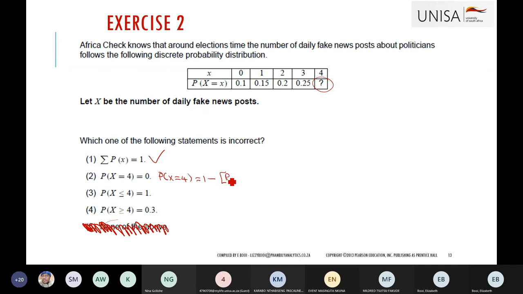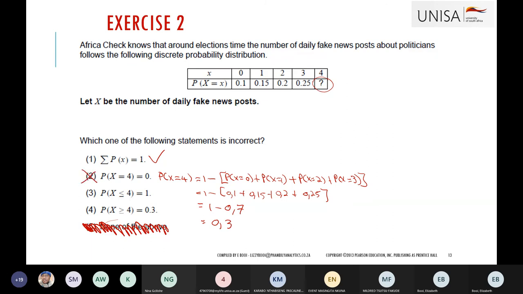1 minus the sum of the probability that x equals 0 plus the probability that x equals 1 plus the probability that x equals 2 plus the probability that x equals 3, which then will be 1 minus (0.1 plus 0.15 plus 0.2 plus 0.25), which is 1 minus 0.7, then equals 0.3.